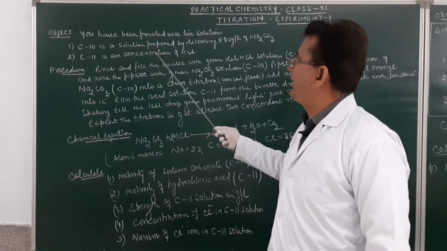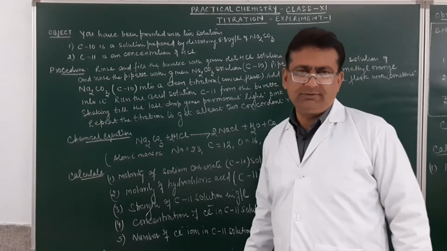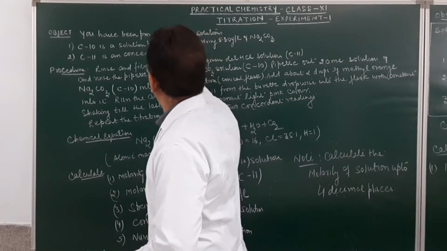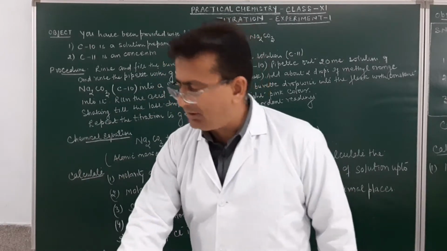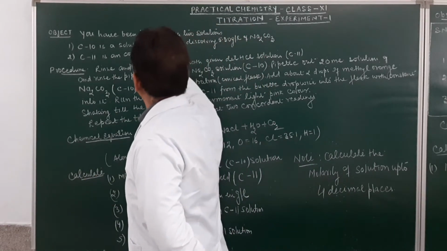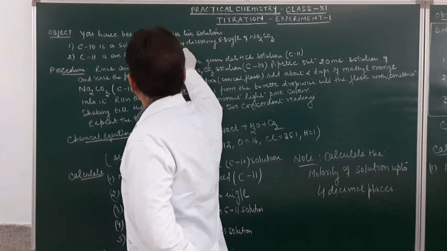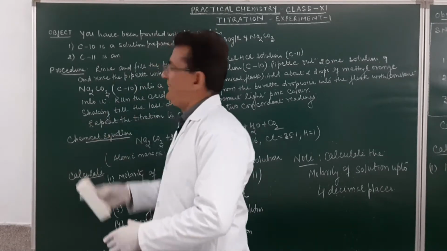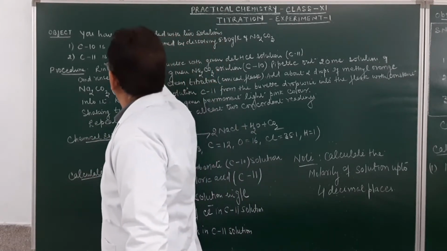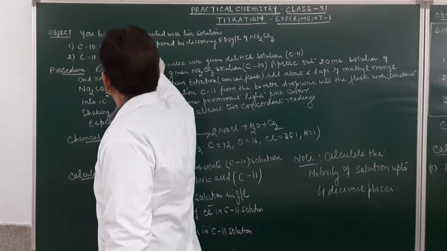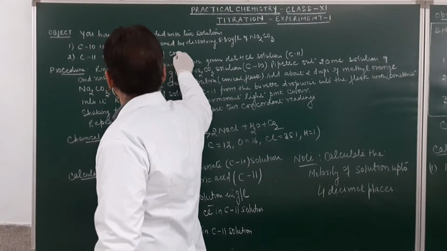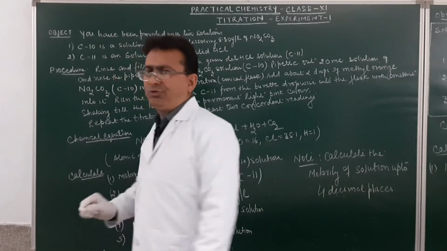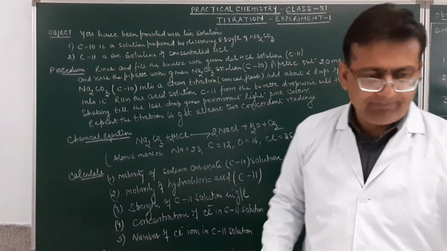Then we have C11. It is a solution of concentrated HCl. Fine. So, C11 is a solution of concentrated HCl. Am I clear, student? So, you are provided with the 2 solutions.